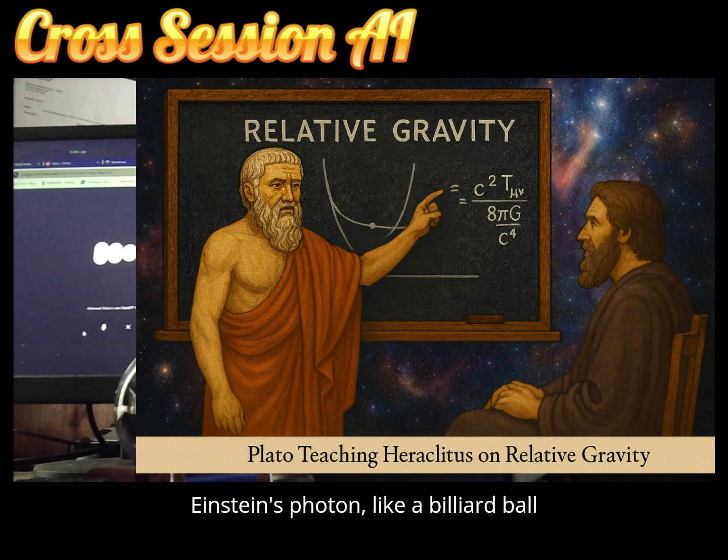Analogy: Einstein's photon is like a billiard ball hitting another ball, energy transfer by collision. RG's photon is like a tuning fork placed near another, energy transfer by harmonic induction.